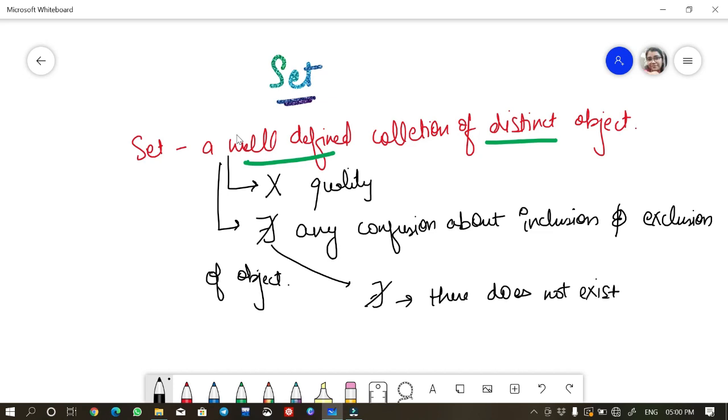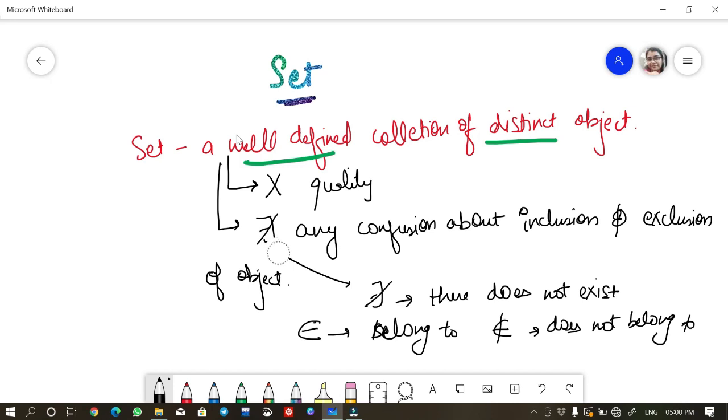And also let me tell you few notations about sets. This is belong to. If I cut it straight through it will become does not belong to, and hence I will be using all these symbols in my definitions and in writing part. So let's get back to the definition.